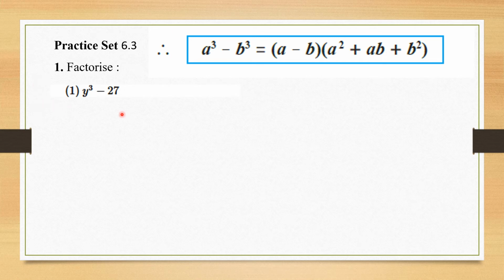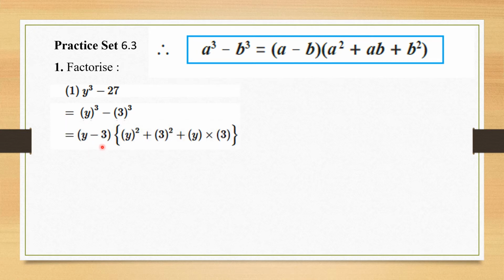If you see the first sum in this, it is y cube minus 27. We know that 27 is the cube of 3. So in place of 27, we write 3 cube. Now this is in the form of a cube minus b cube, where a is y and b is 3. So I'll use the formula and expand it. So this becomes a minus b, that is y minus 3.